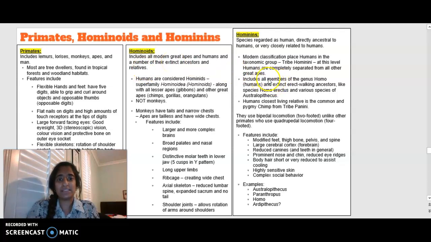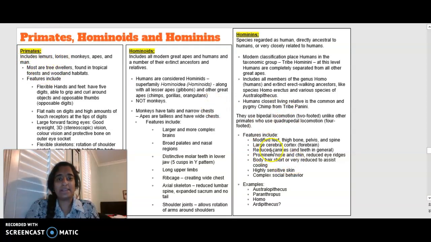So in terms of hominins, include all members of the genus Homo, which are humans, and any extinct erect walking ancestors, so any ancestors that walked upright, such as Homo erectus and various species of Australopithecus, which we're going to talk about as well. The human's closest living relative is the common pygmy chimp from the tribe Panini. So hominins, we know humans use bipedal locomotion, which means they walk on 2 feet, unlike other primates who used quadrupedal locomotion, so they were walking on 4 legs.